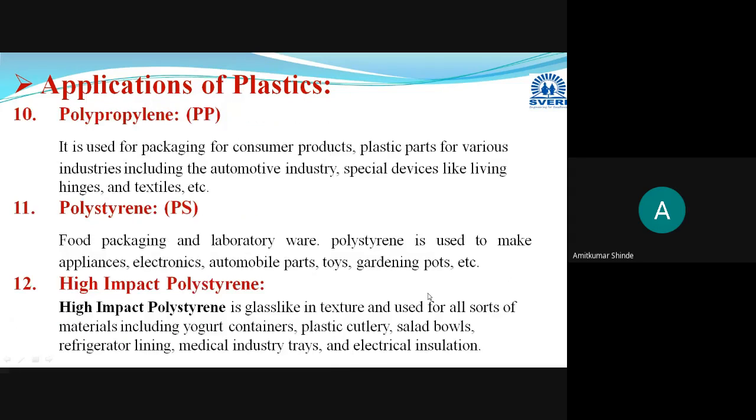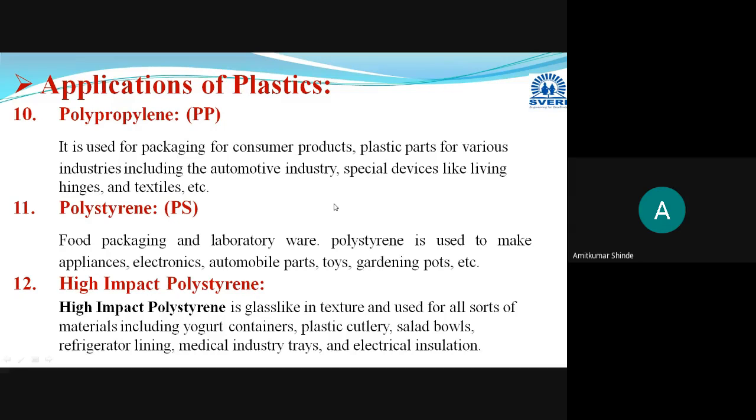So next is polypropylene. The next material is polypropylene, denoted by the letters PP. This polypropylene material is used for packaging of consumer products, and it is also used for manufacturing some plastic parts. Those plastic parts we use in the automobile industry. And it is also useful in the textile industry.